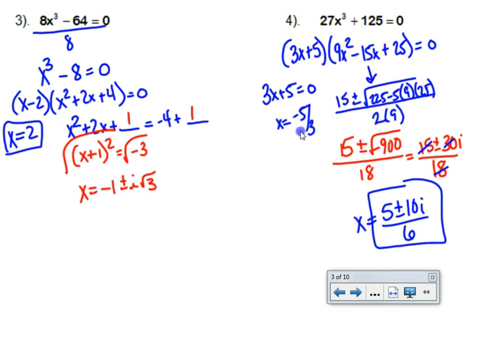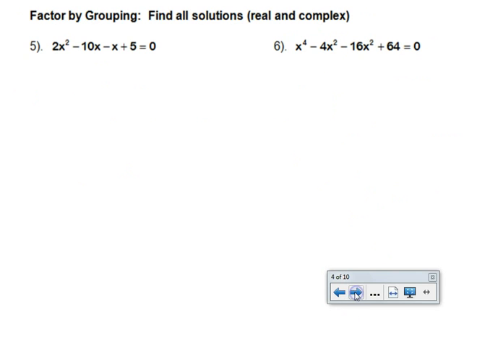I really have a bad habit of doing this. You're supposed to say x equals in front of those quadratic answers. I always forget that. Okay, another higher order factoring technique was factor by grouping.